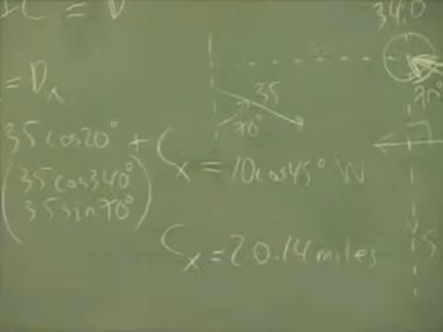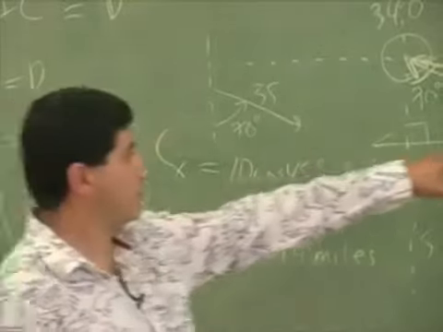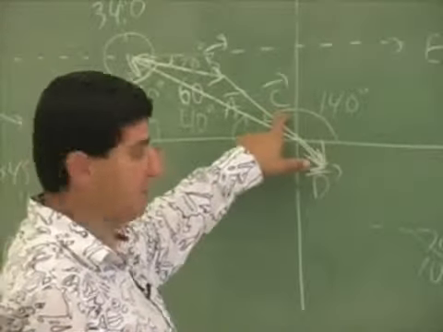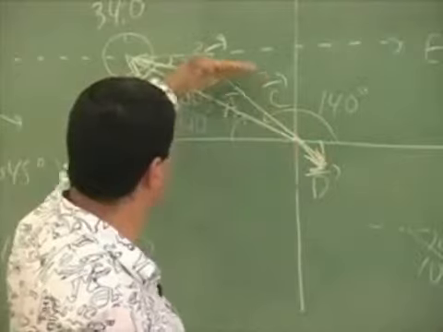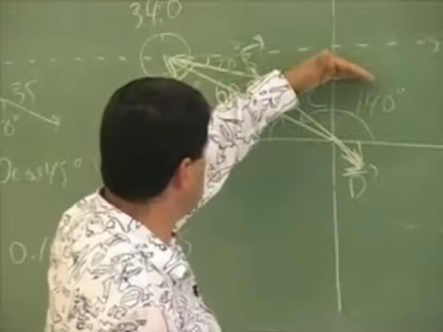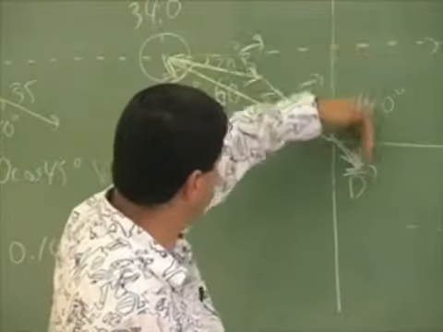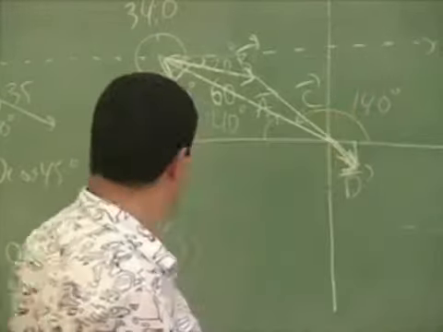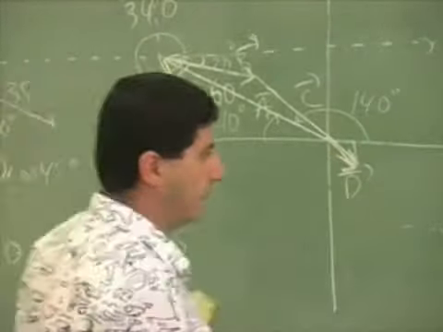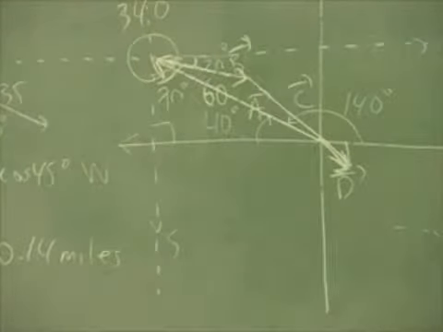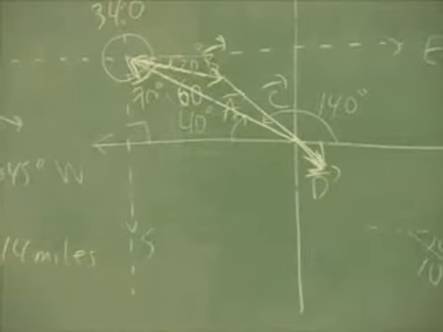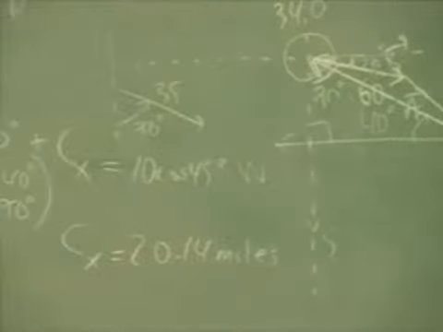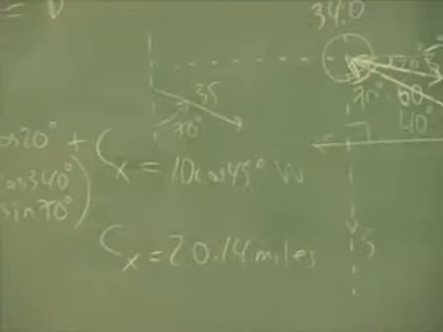0.14 miles. Now, the picture predicts that it's going to be positive, right? The vector c points this way. The x component is positive, and the y component of the vector c should be negative, down, you see? Okay, now we could do the y component.